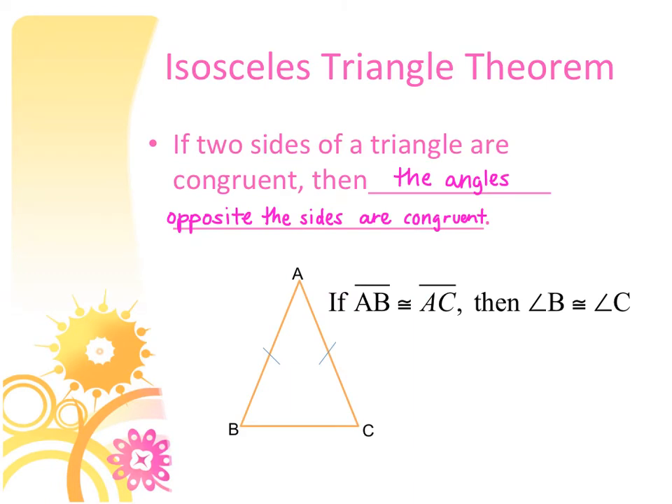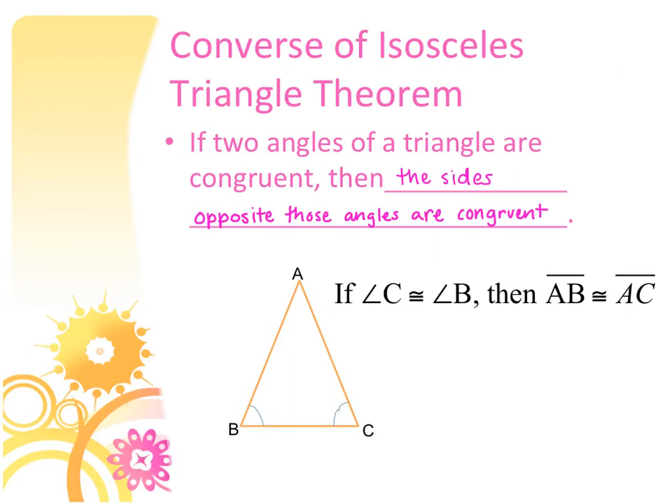The isosceles triangle theorem states that if two sides of a triangle are congruent, then the angles opposite the sides are congruent. So if segment AB is congruent to segment AC, then angle B is congruent to angle C. So the angles opposite of the congruent sides are also going to be congruent. So we have angle B is going to be congruent to angle C.